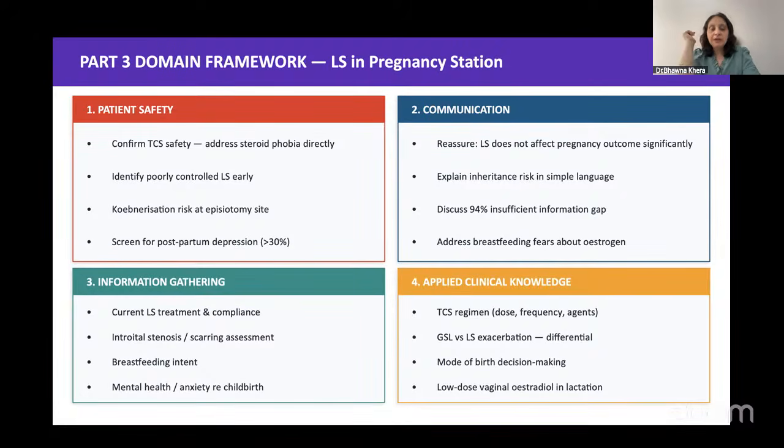So when I talk about the information gathering, what all we need to have? Current lichen sclerosis treatment and what is the compliance? What is the assessment like introital stenosis, scarring, what all is there? What is her breastfeeding intent, mental health, anxiety, and childbirth? So this is very, very important. If there are any previous deliveries, then what was the mode of delivery? Were there any complications, any tear, any episiotomy which was given?